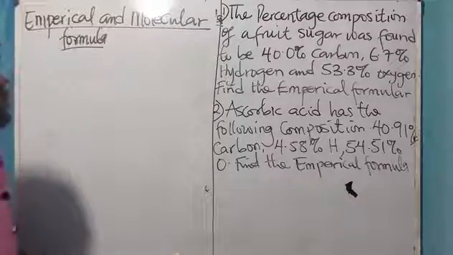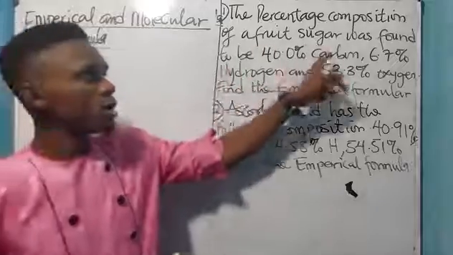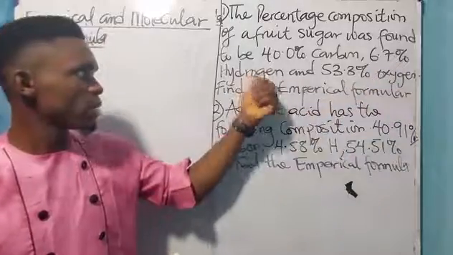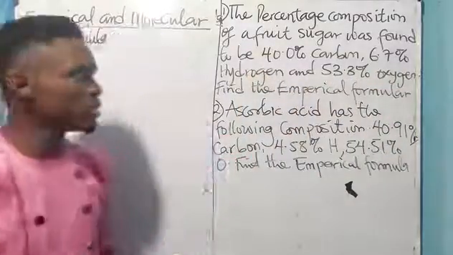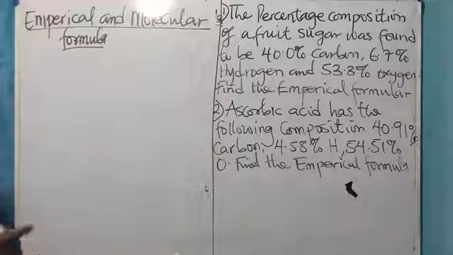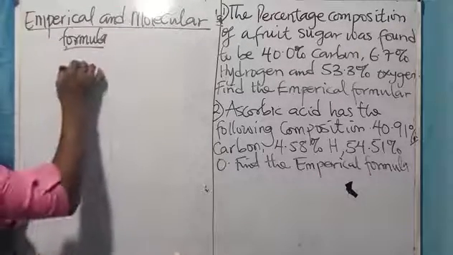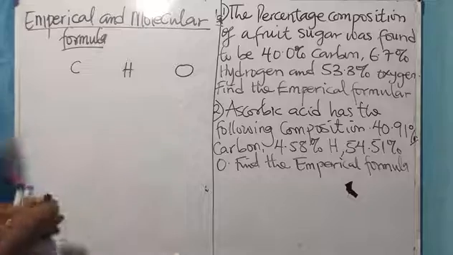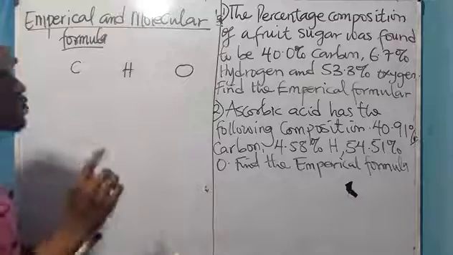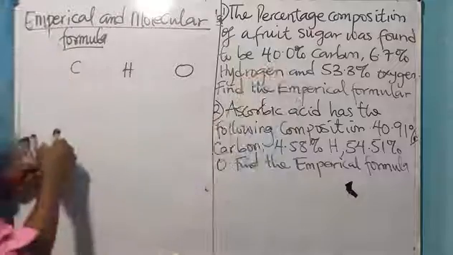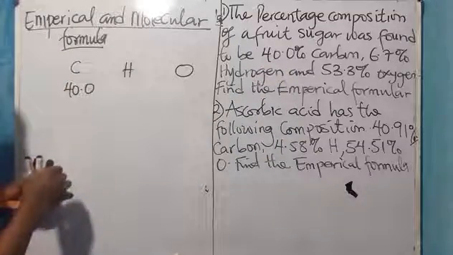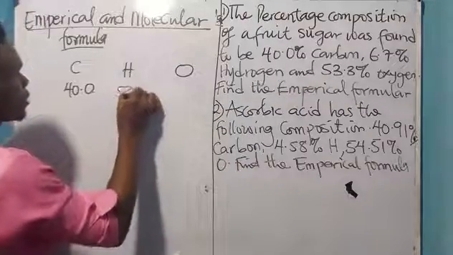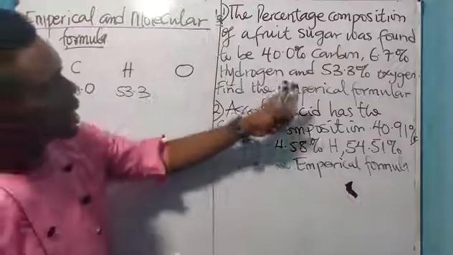The first one says the percentage composition of a fruit sugar was found to be 40% carbon, 6.7% hydrogen, and 53.3% oxygen. Find the empirical formula. The first thing you have to do is look at your elements. Alright, so these are the elements. The next thing is to bring out their composition. Carbon is 40.0, then hydrogen is 6.7, then oxygen is 53.3.